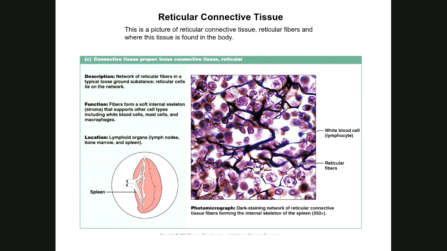And you can see when it forms that mesh or that network, these macrophages are able to lodge themselves in this network. Fluids that come past here, like lymph, flow through this, or even blood, is exposed to these macrophages, and they will determine whether those cells need to be removed or they're allowed to circulate again.